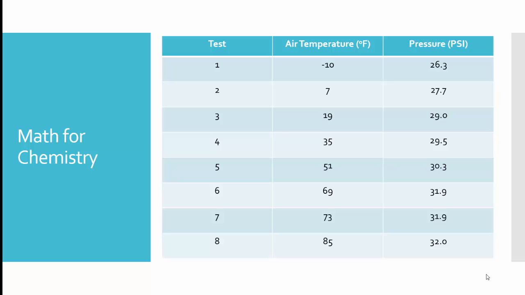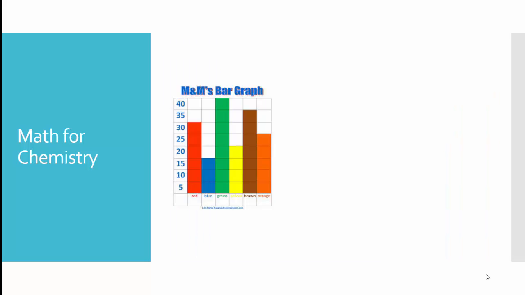Elphaba does her experiment. You can see the results here. She started at minus 10 degrees Fahrenheit, went up as high as 85 degrees Fahrenheit, and then she saw what the resulting tire pressure was. And she knows to graph it.